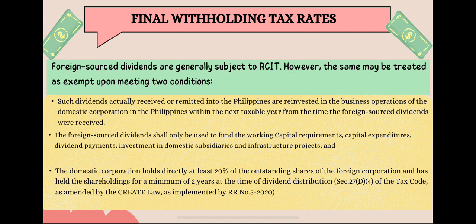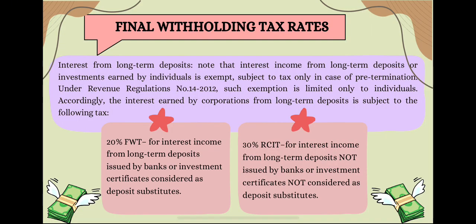Next is investment in domestic subsidiaries, where you invest into the related parties and infrastructure projects such as buildings. Lastly, the domestic corporation holds directly at least 20% of the outstanding shares of the foreign corporation, which means it will be exempted if you own a percentage of at least 20% in the foreign corporation and has held the shareholding for a minimum of 2 years at the time of dividend distribution.